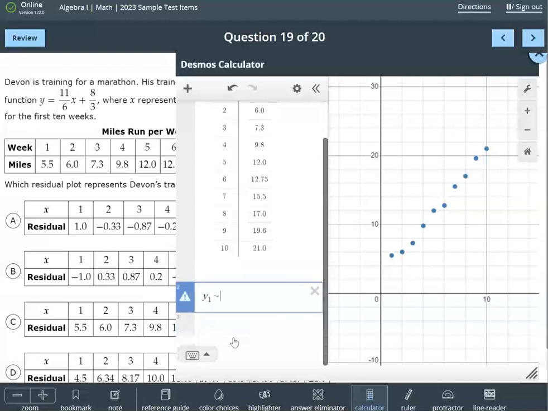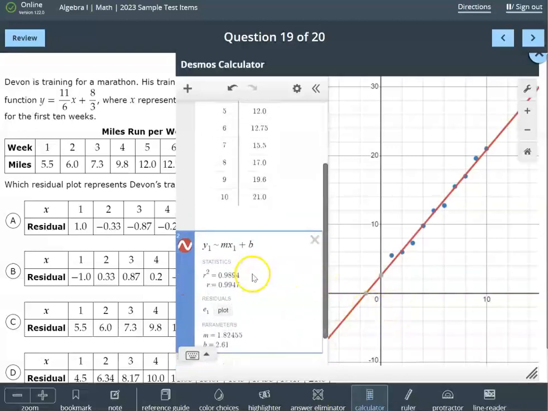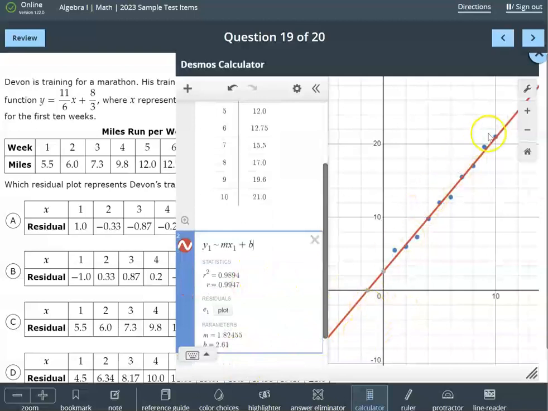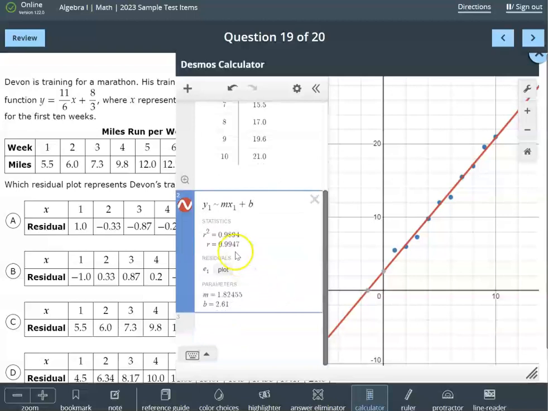It looks like that. Now type M, which stands for slope, X1. It's telling it to use the X values in the table, where X1 is, plus B. And what it's doing here is it's created a regression equation, and it has graphed that regression equation in this graph, and you'll see it there. All right, so down here at the bottom, you will see M is 1.82, and the y-intercept is 2.61, and then there's this button that says plot.